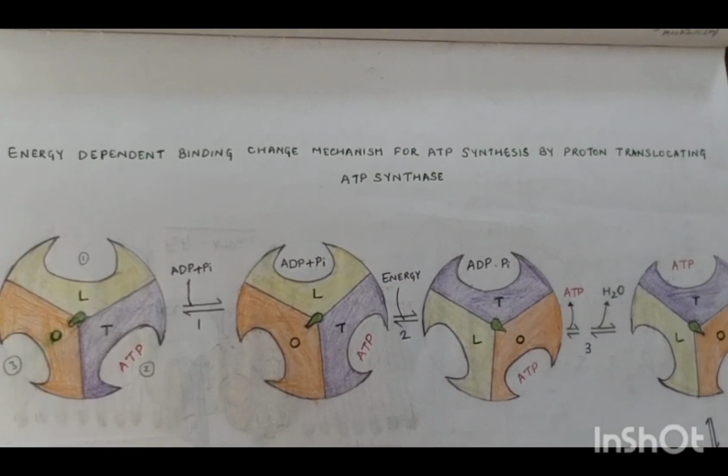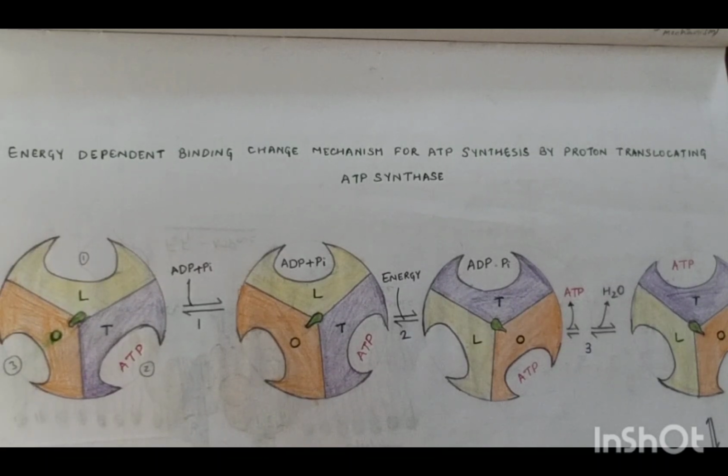Now let us discuss the binding change mechanism, that is, the proton translocating ATP synthase is driven by conformational changes. The mechanism of ATP synthase can be studied in three phases: translocation of protons carried out by F0; second, catalysis of formation of the phosphoanhydride bond of ATP carried out by F1; and third, coupling of the dissipation of the proton gradient with ATP synthesis, which requires interaction of F1 and F0.